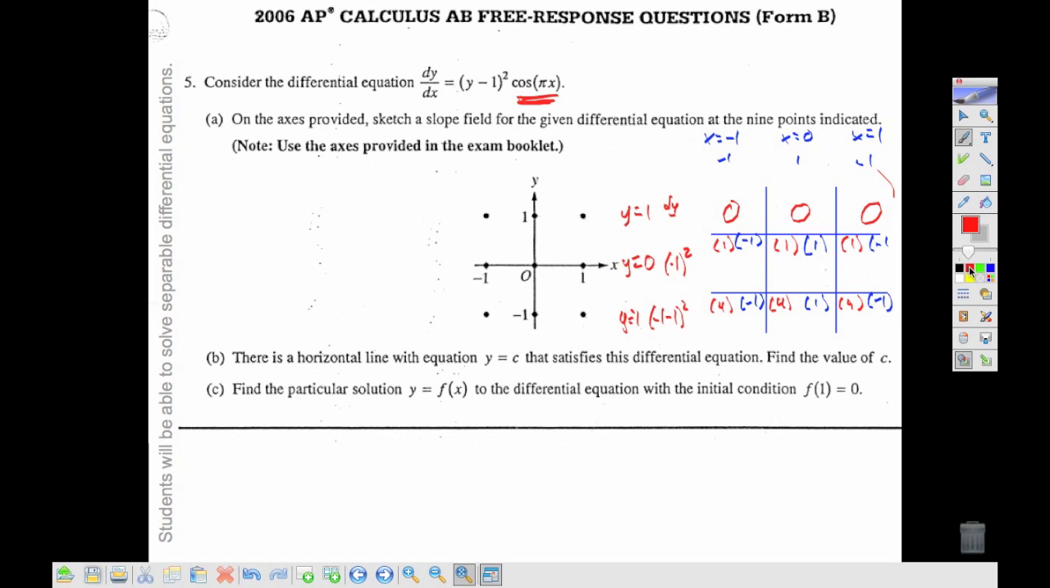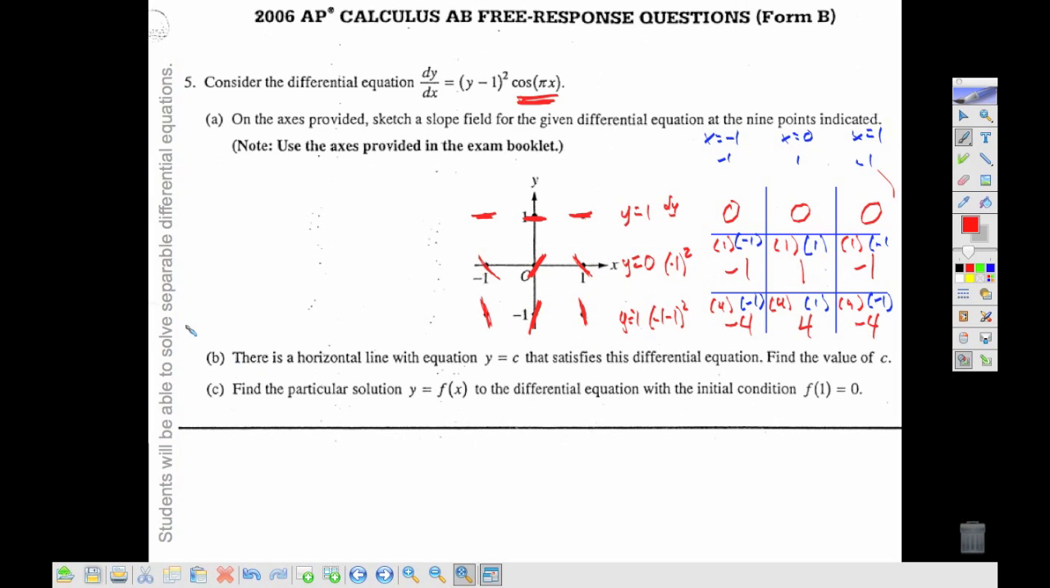So filling in our slope field here, we're going to have zeros going across here. We're going to have -1, +1, -1 going across this line. And then across the bottom, -4, 4, and -4. So just make it really steep. Negative, positive, negative. And there's our slope field.